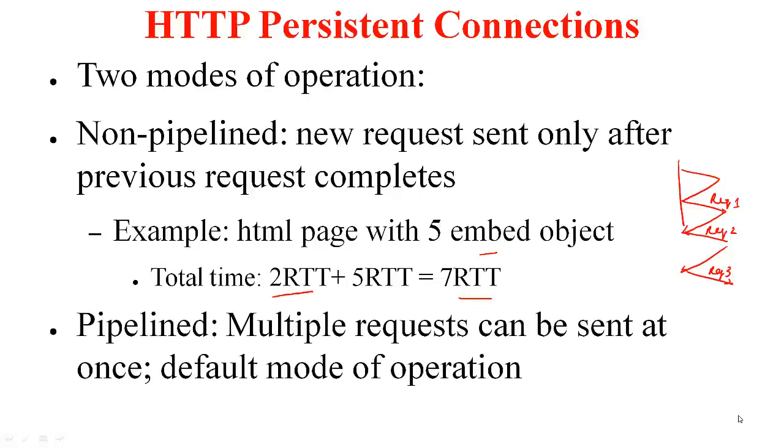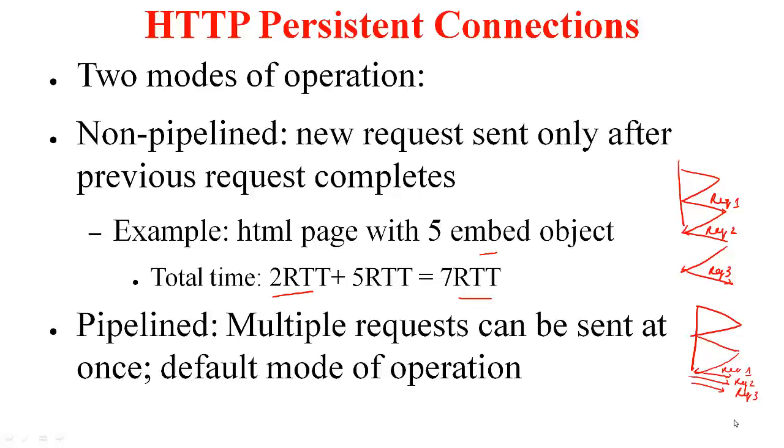You could also have a pipelined mode where multiple requests can be sent at once. Again, going with this example, you first establish the TCP handshake, then you send the request for the base HTML. Now you examine this web page and notice there are 5 embedded objects and you could send them right away. So these are all requests that go one after the other. You're not really waiting for an answer to come before sending these. Now in this particular case, what is your total response time going to be?